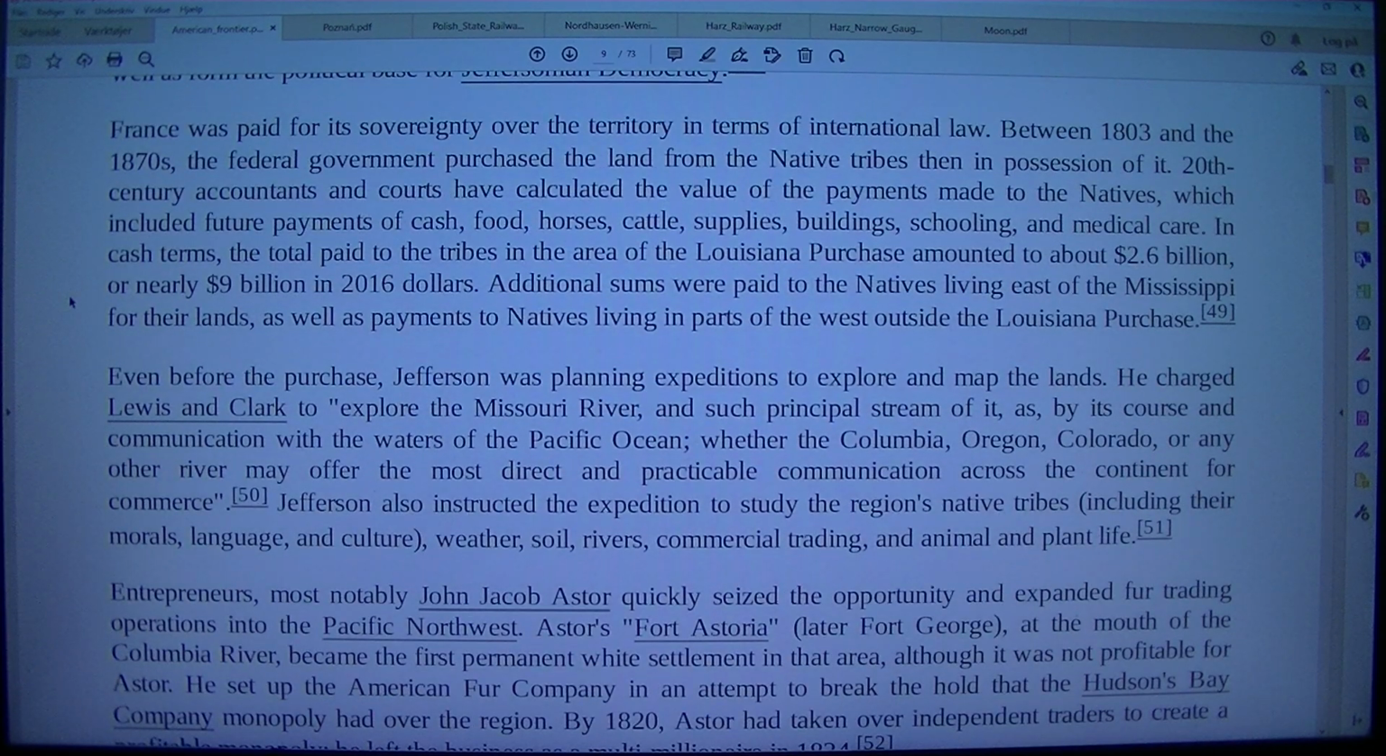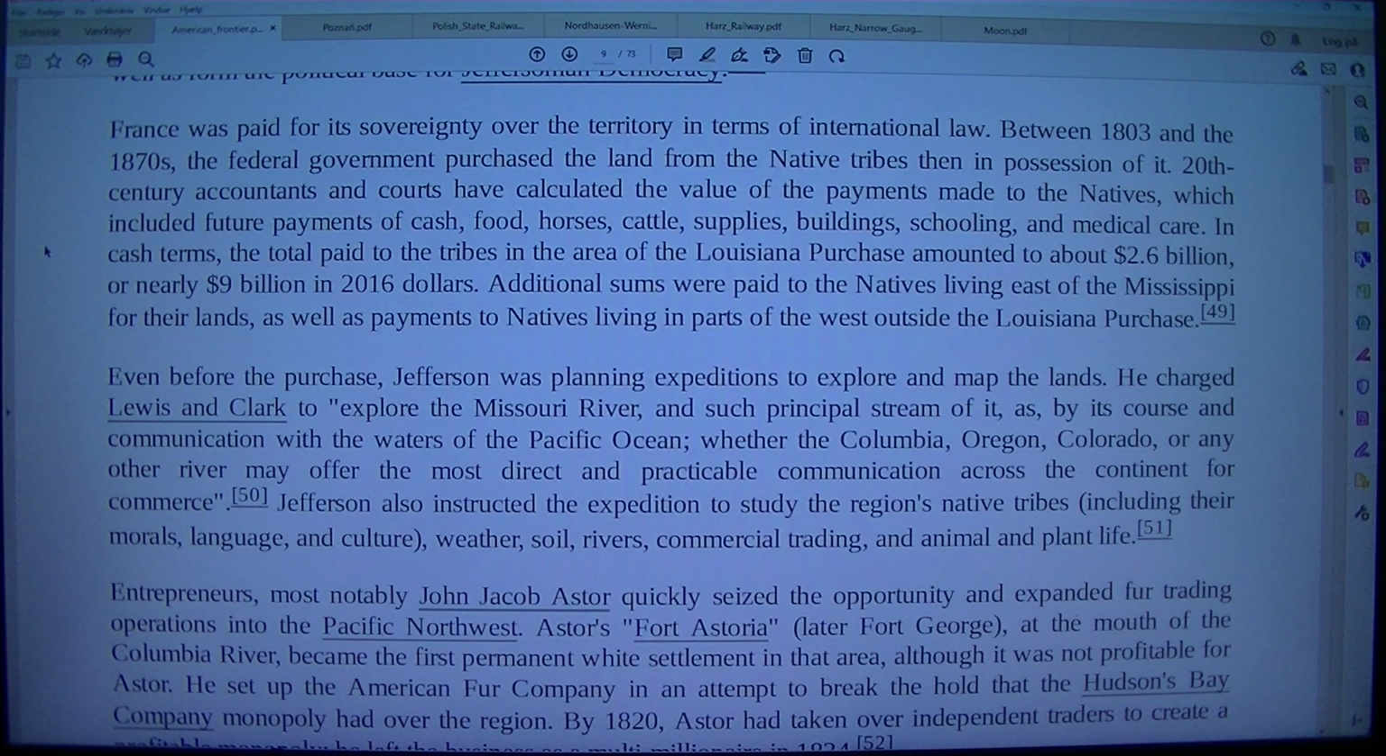48. France was paid for its sovereignty over the territory in terms of international law. Between 1803 and the 1870s, the federal government purchased the land from the native tribes then in possession of it. 20th century accountants and courts have calculated the value of the payments made to the natives, which included future payments of cash, food, horses, cattle, supplies, buildings, schooling, and medical care.